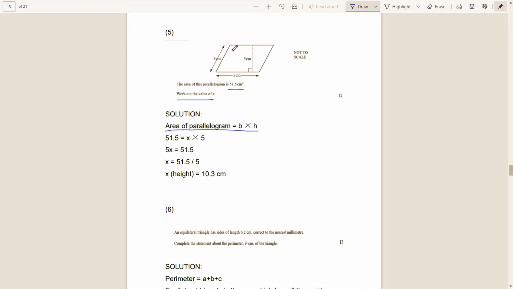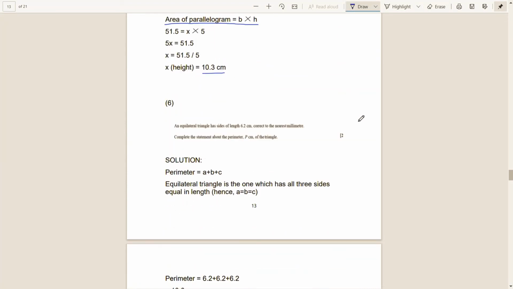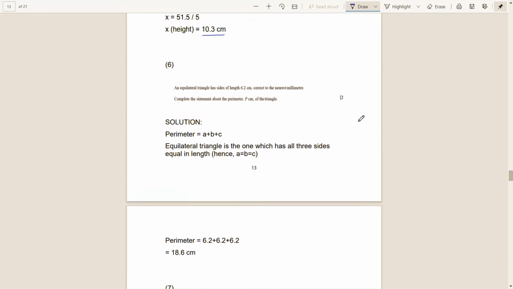Here we will not use this height because it's not perpendicular. It isn't forming a 90-degree angle, right? This is the height which forms a 90-degree angle with the base. Base is x, height is 5. Area is given 51.5. Use it to calculate x, which is 10.3 centimeter. I hope it's clear. The next question is another good question.